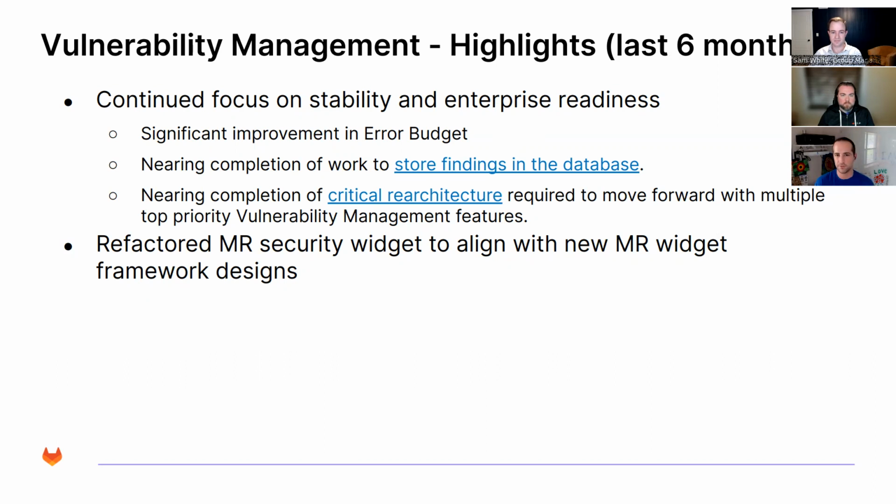We have two very large projects, which are maintenance or re-architecture projects that are nearing completion. The first is storing findings in the database. So findings are really anything that the security scans detect in merge requests or pipelines. There are many, many of these, obviously, and today we're using the artifact files generated by the pipeline jobs to power parts of the UI like the merge request security widget and the pipeline security tab.